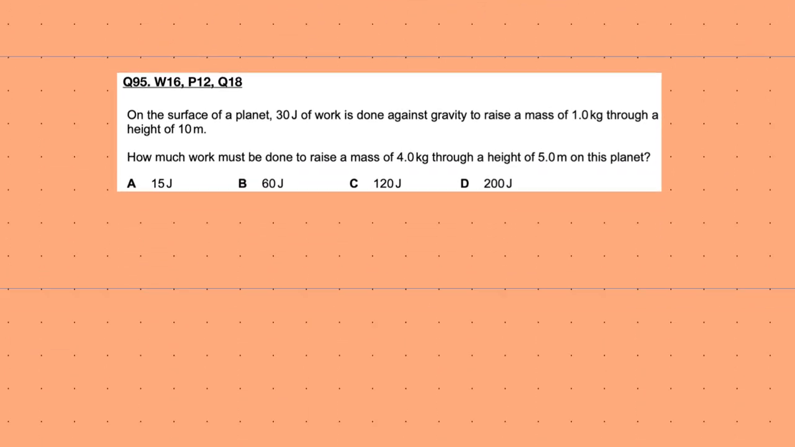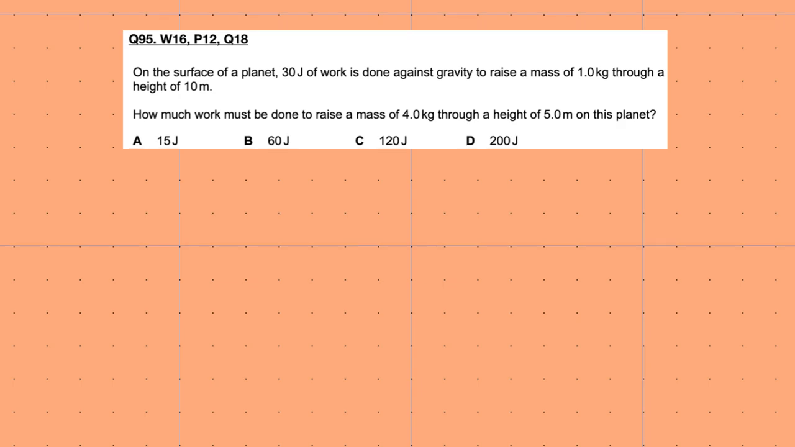Another one, on the surface of a planet, 30 joules of work is done against gravity to raise a mass of 1 kg through a height of 10 meters. How much work must be done to raise a mass of 4 kg through a height of 5 meters on this planet? Okay, so in this case as well, you can see that basically mass is the same, right? No, mass is not the same, my bad. Mass is not the same, but you're on the same planet, so G is constant in this case. So it's different from this one.